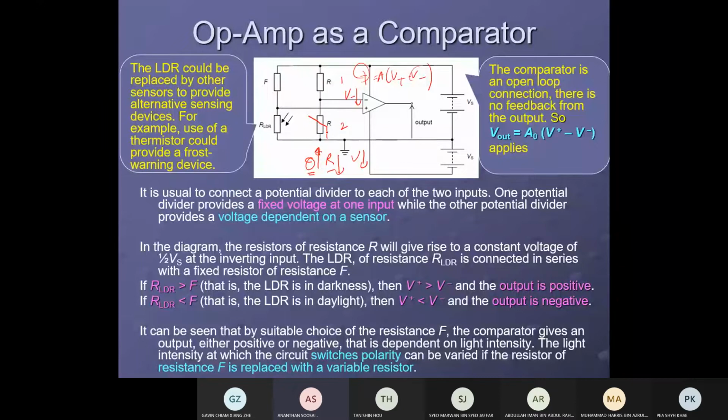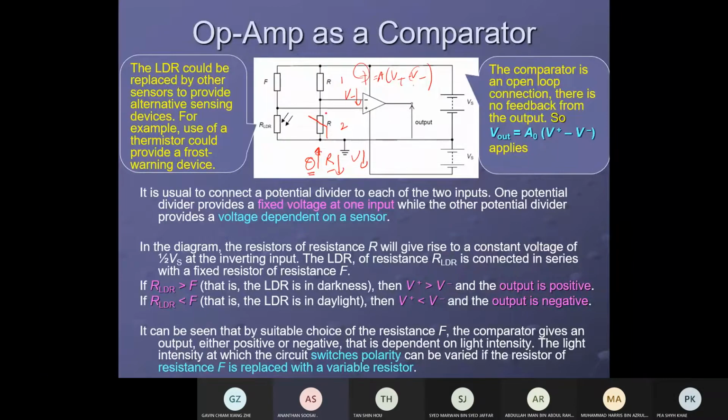Potential divider method. Low resistance will use less voltage, right? Then doesn't that mean the voltage entering the negative input will become smaller? Good idea. So V negative becomes smaller, and the chance of the output becoming positive is higher.